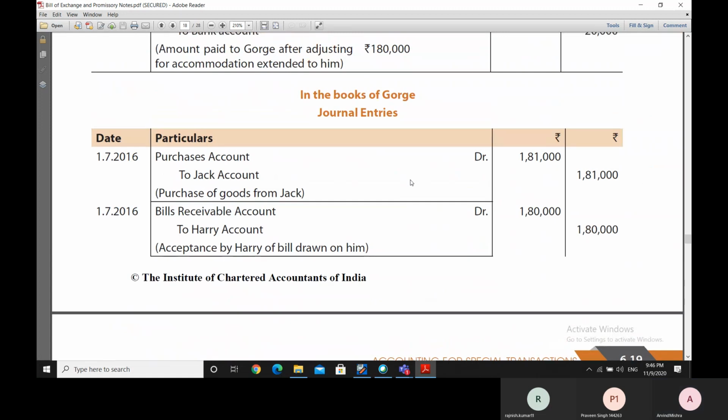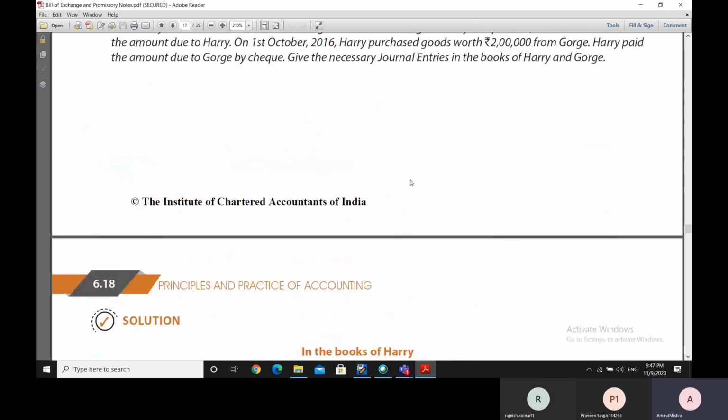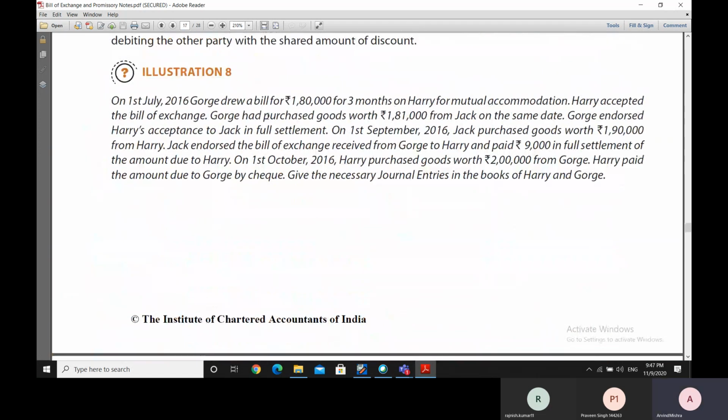Now, let us see the books of Gorge, what is happening in the books of Gorge. As far as books of Gorge is concerned, Gorge purchases goods from Jack, as mentioned here, that Gorge has purchased goods from Jack for 1,81,000 rupees.